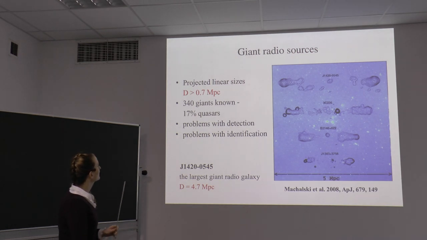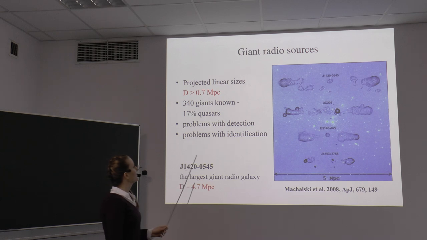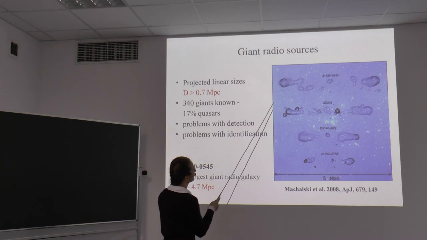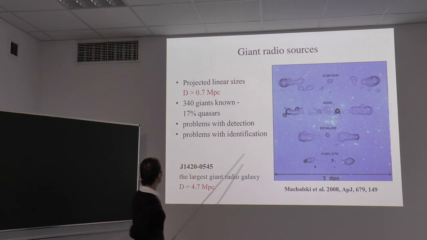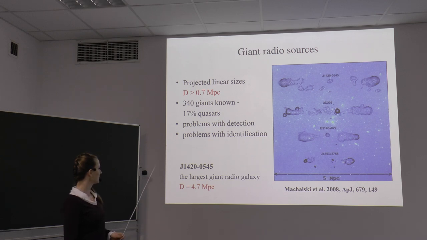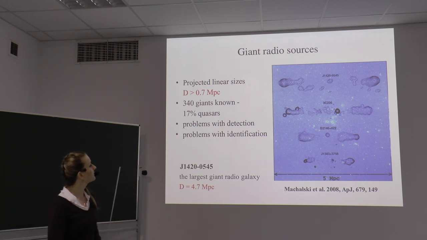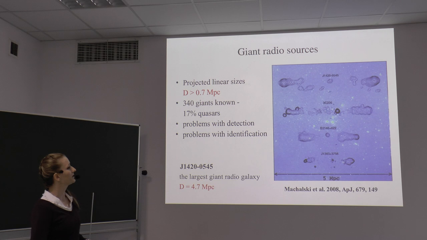And here on this picture we have radio contours of the 4 largest giant radio sources known today. We can see that the largest one has a size of 4.7 megaparsecs, and all of them are overlaid on the optical image of the Coma cluster.